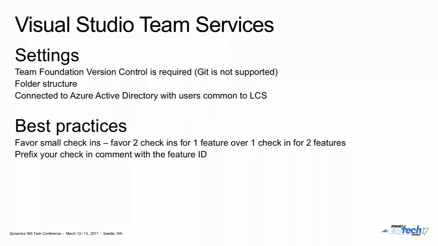Best practices for VSTS are to favor small check-ins. Two check-ins for one feature is better than one check-in for two features, because if you have a dev branch, you want people to do frequent check-ins, each feature, not ten check-ins for each feature necessarily. After they've passed a certain quality bar, you'll have a person merge them to the main branch because they're ready to get closer to production, right?